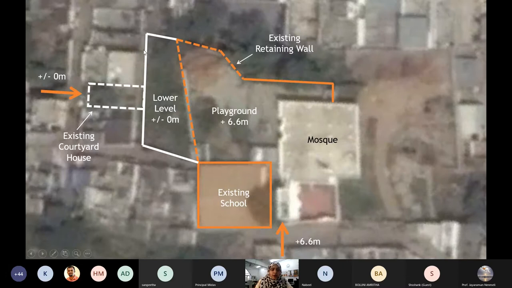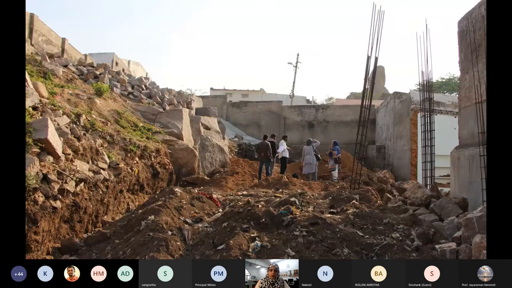You have the lower level here in white, and there was an existing courtyard house that they purchased and demolished to create an entrance from below. So you have one entrance from the narrow lane that I just showed you. If you call this the zero level, you can climb and go all around this lane, and enter from the playground, which is at the 6.5 meter level, two floors above the previous entrance.